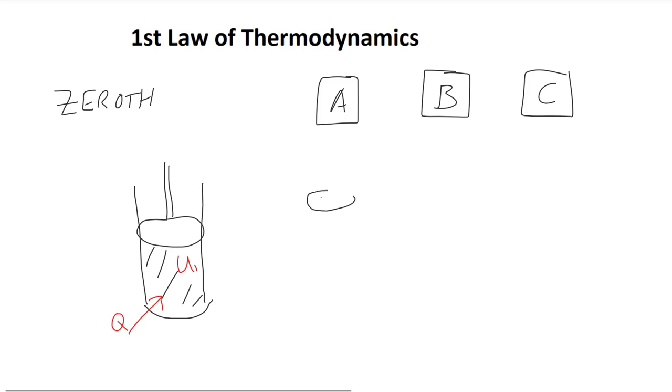Also, we can consider a change in internal energy due to the second energy transfer process, known as work. Again, going back to our example of a container of gas, we can consider moving this piston up and down. For example, if we move the piston down, we say that work is being done on the gas.